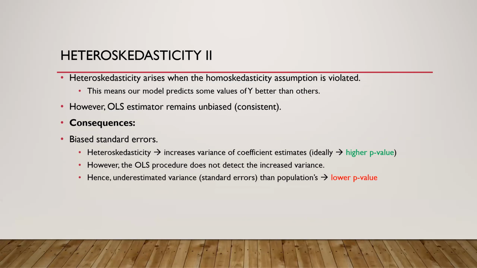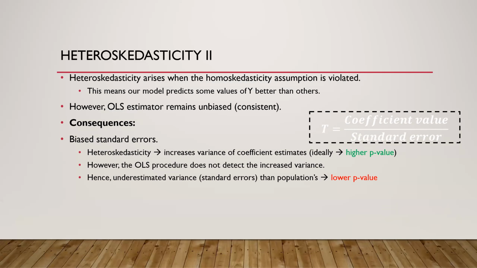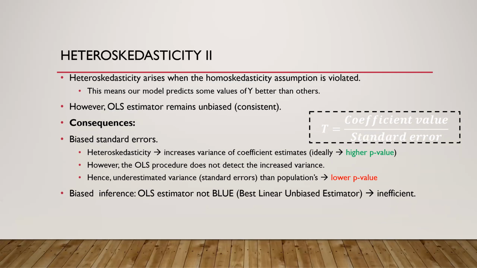So in the end, we have underestimated standard errors, and that gives us lower p-values. Because when we divide the coefficient value by the standard error, then we get the t-value. And that also shows what kind of p-value we should have. Okay, so that leads to biased inference, meaning the OLS is no longer BLUE. And OLS is inefficient. It is not utilizing all the observations well. Therefore, we cannot generalize the result from the sample to the population, and therefore we have invalid hypothesis testing.